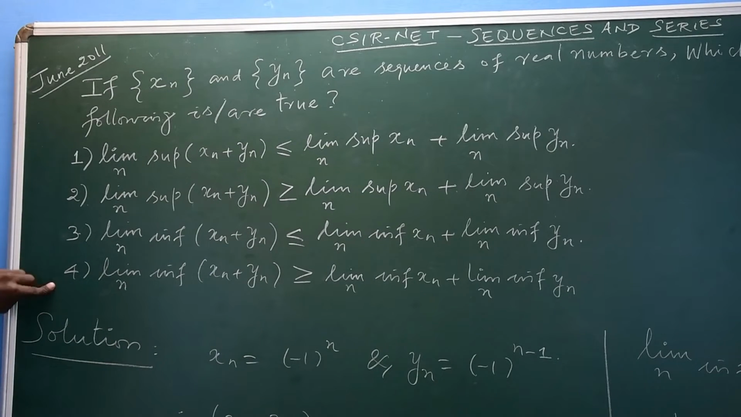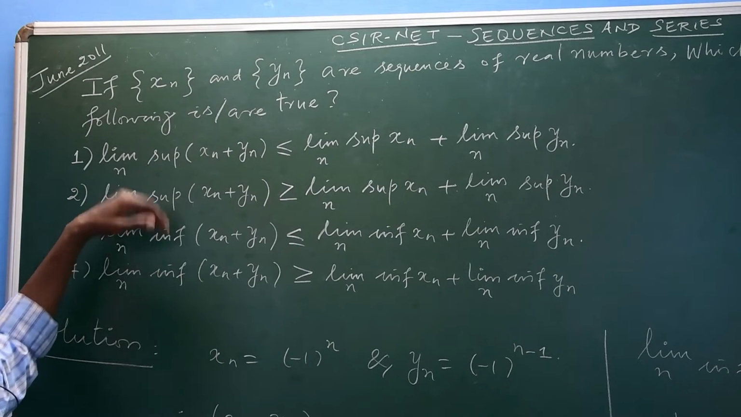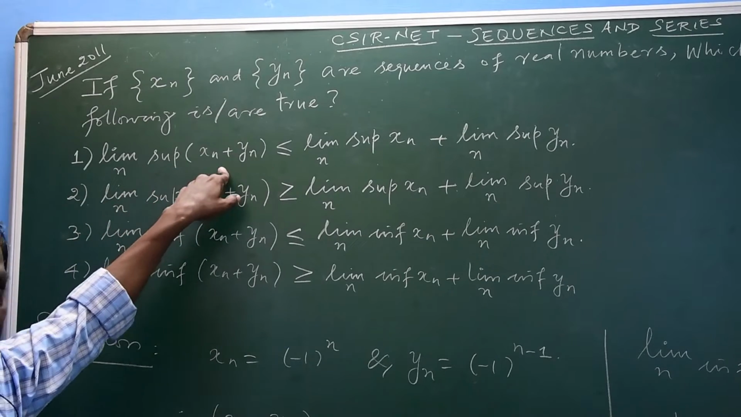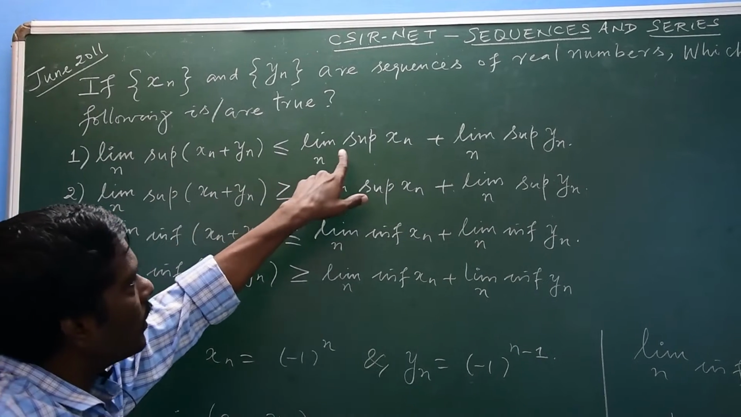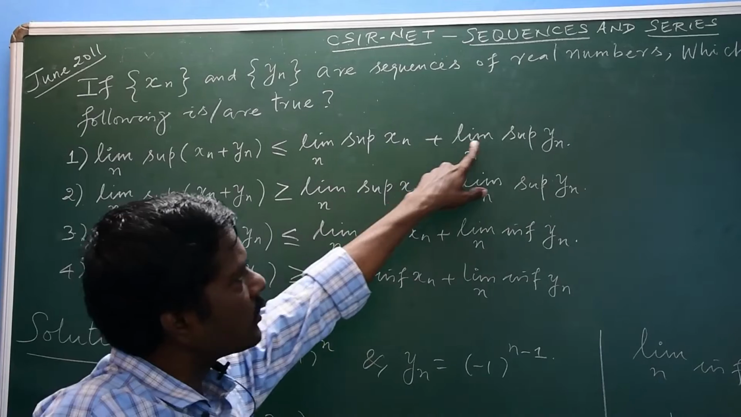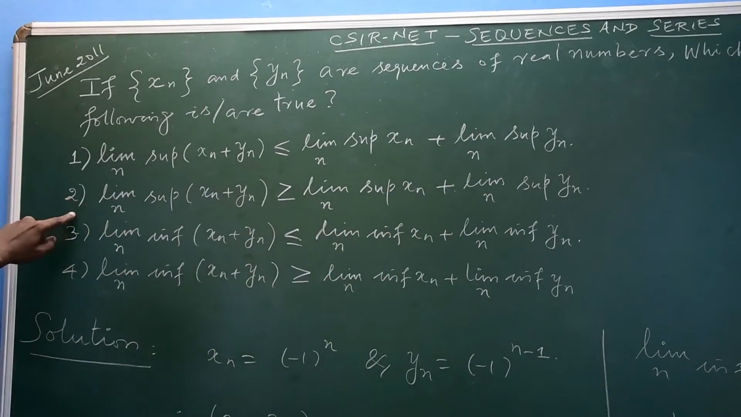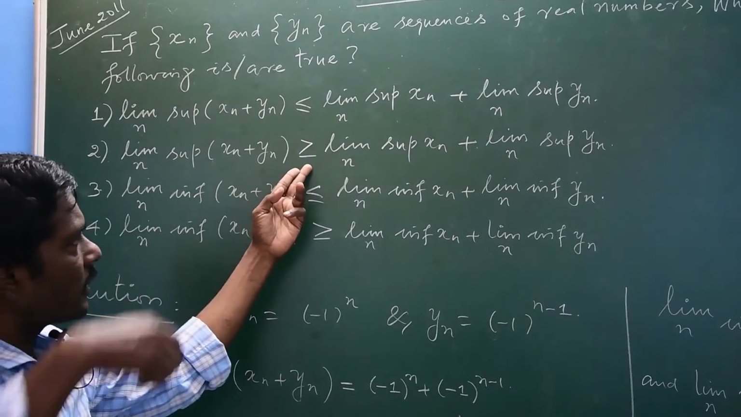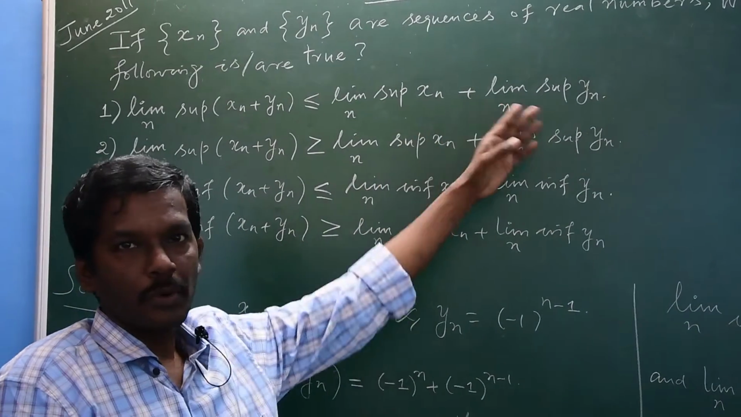We are given four options. Results pertaining to supremum and infimum of a sequence. So limit supremum of xn plus yn is less than or equal to limit supremum of xn plus limit supremum of yn. The next result is limit supremum of the sum of the sequences is greater than or equal to the sum of the limit supremums.